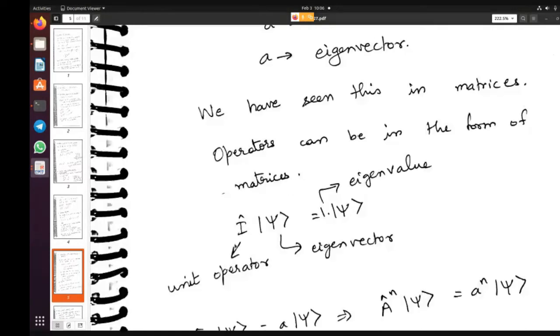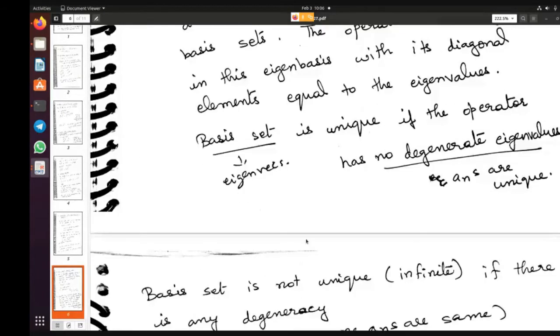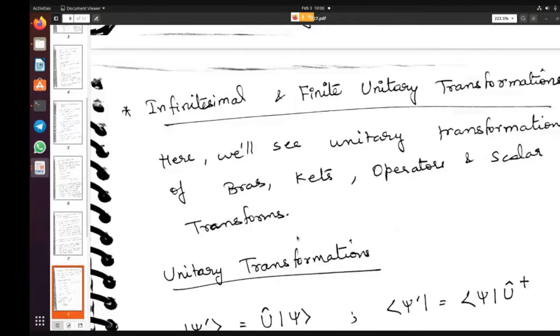And for a Hermitian operator, you should remember that eigenvalues are real. This is an important theorem. Eigenvalues are real for Hermitian operators, and all the eigenvectors corresponding to different eigenvalues are orthogonal. So eigenvectors are orthogonal and eigenvalues are real. This you have to remember. This is for a Hermitian operator. And you can go through the other stuff.